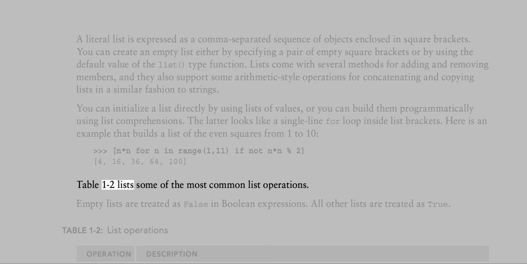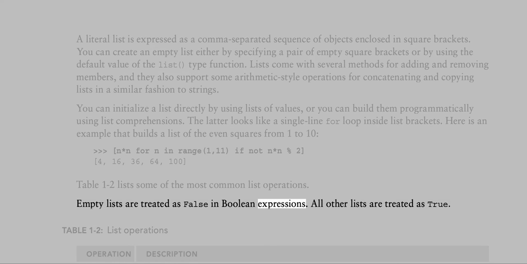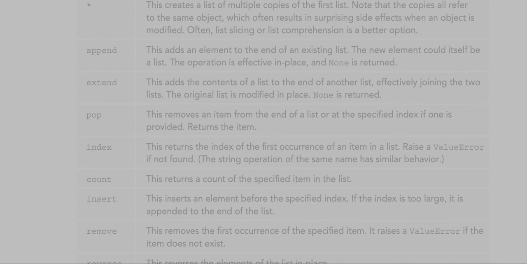Table 1-2 lists some of the most common list operations. Empty lists are treated as false in Boolean expressions. All other lists are treated as true. Table 1-2, list operations. Operation, description. Plus: this concatenates two lists.